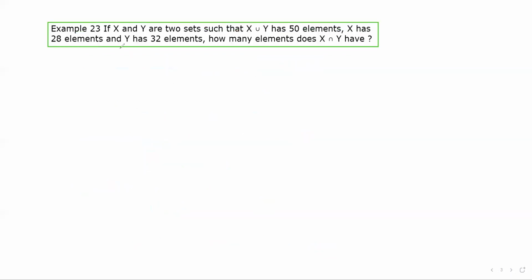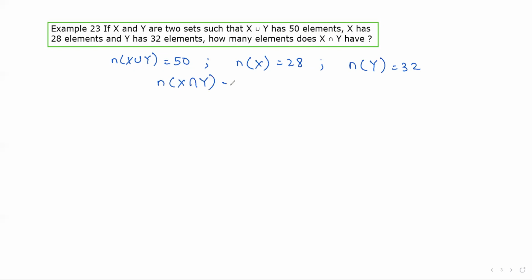Next, if X and Y are two sets such that X union Y has 50 elements, so number of elements of X union Y is equal to 50. X has 28 elements, that means number of elements in X is equal to 28. Y has 32 elements, number of elements in Y is equal to 32. How many elements does X intersection Y have? So number of elements in X intersection Y is question mark.